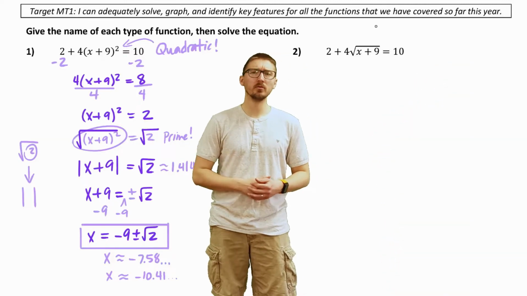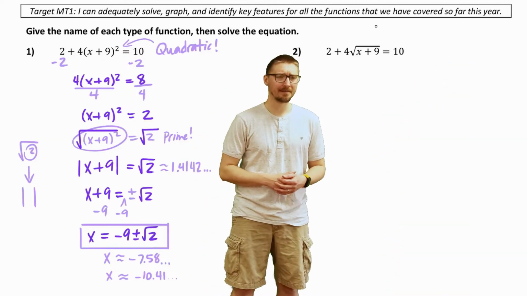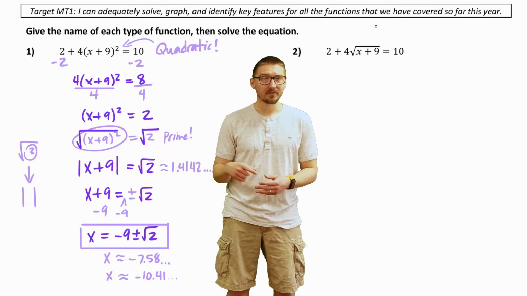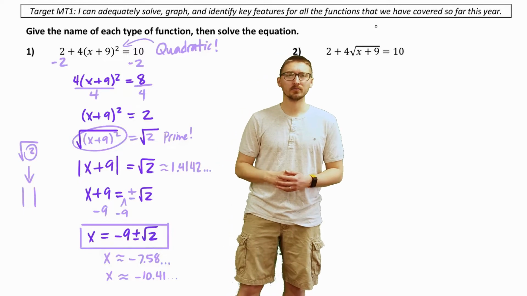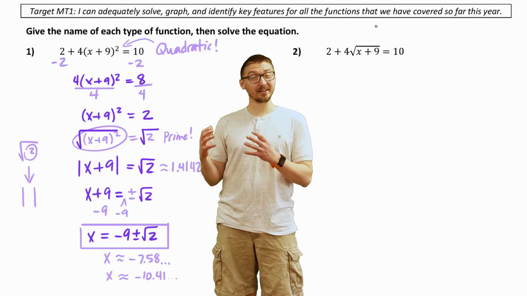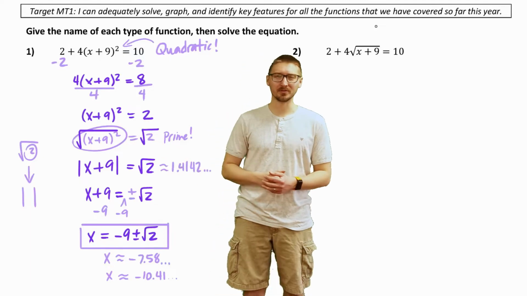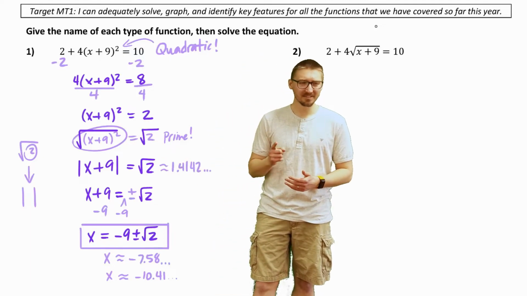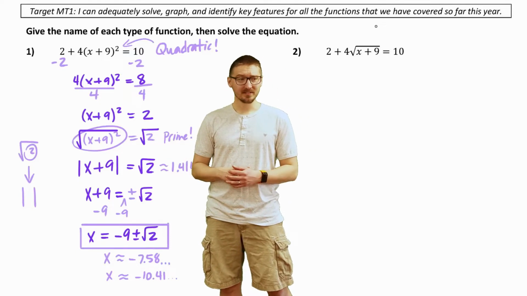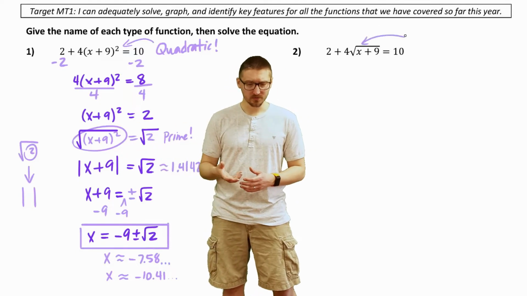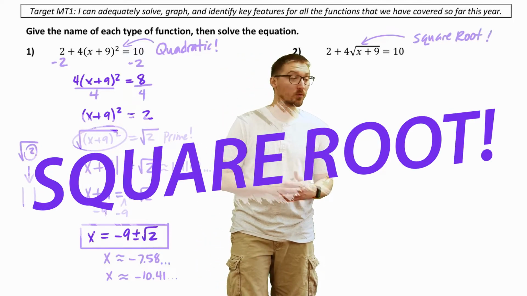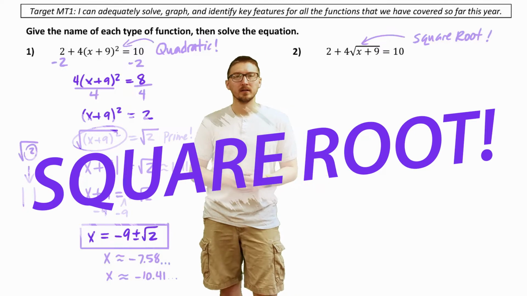If we look at number 2, though, number 2 is not a quadratic. It says 2 plus 4 in front of this root. And inside the root, we have x plus 9, and all of that is equal to 10. So there are actually a lot of similar numbers. The only thing that's different between question number 1 and this problem is that it's not a quadratic, it is a root, specifically a square root. And so thinking about how to solve square roots is what we want you to be able to do here.